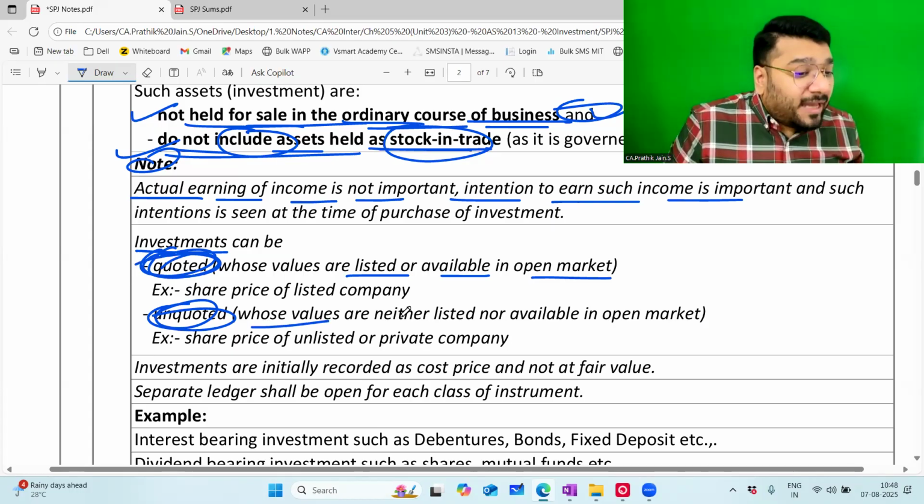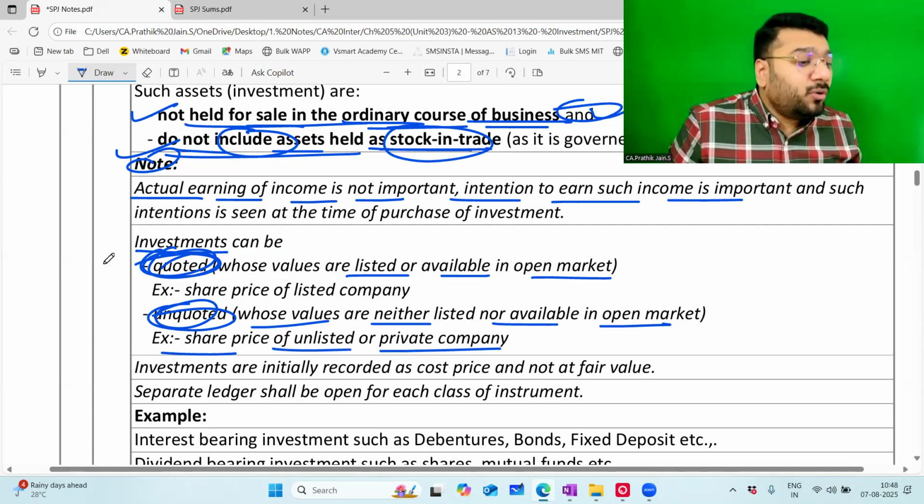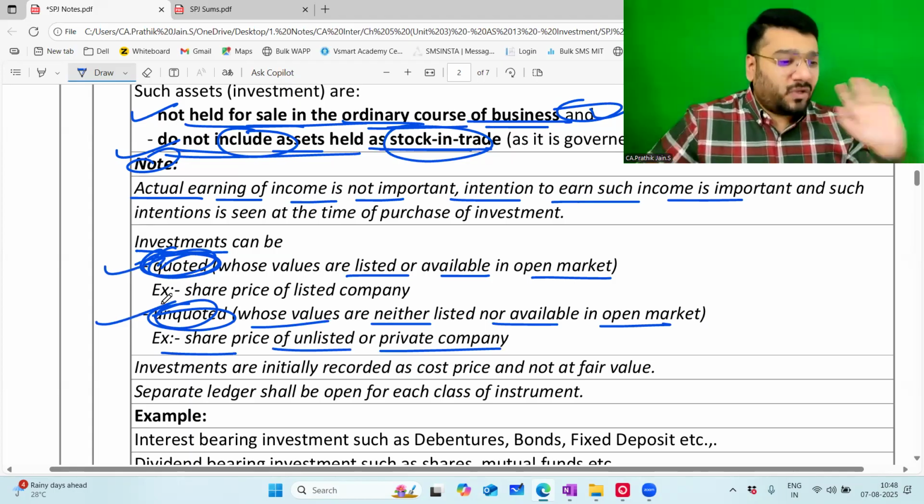Unquoted means whose values are neither listed nor available in the open market. Example, share of an unlisted or private company. Share price of an unlisted or private company. Quoted and unquoted investment. Any problem in this? Okay.